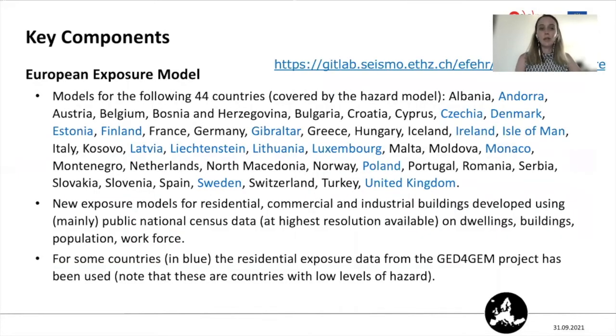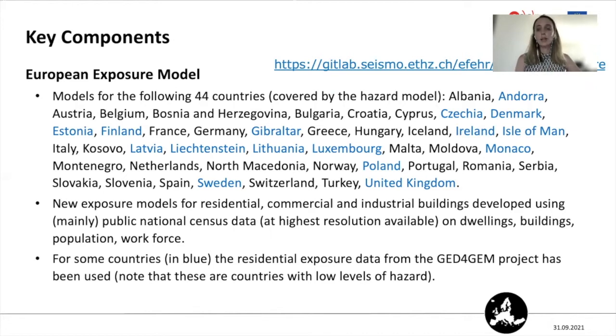The exposure model covers 44 different countries. The ones that you see in black there are the countries where we have, over the past few years, put quite a lot of effort into developing new exposure models, building upon past research, in particular that in the NERA project. And we have produced exposure models for residential, commercial, industrial buildings. We use mainly public national census data. We take it at the highest resolution that's publicly available. We collect information on dwellings, buildings, population, and workforce.